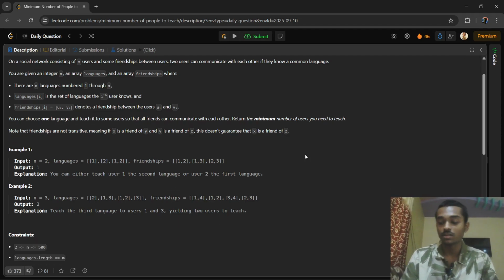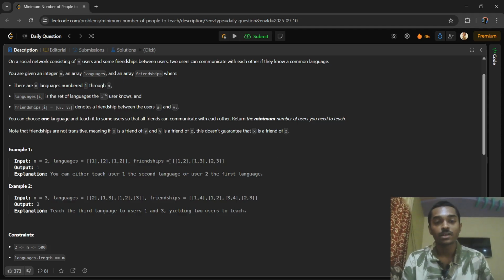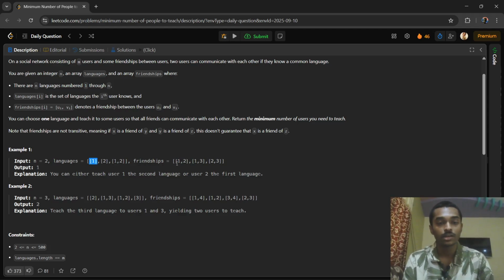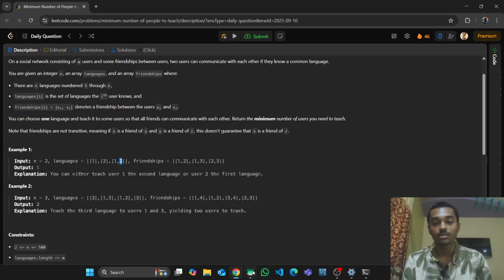Let's try to understand this question. Our goal is that every friendship is satisfied. That means one can communicate with two, one can communicate with three, and two can communicate with three. One knows language 1 and 2 knows language 2, so there is no common language and they can't communicate. Similarly for 2 and 3: user 2 knows language 2 and user 3 knows languages 1 and 2, so they can communicate. The common language is 2. Let's see how we can solve this question.